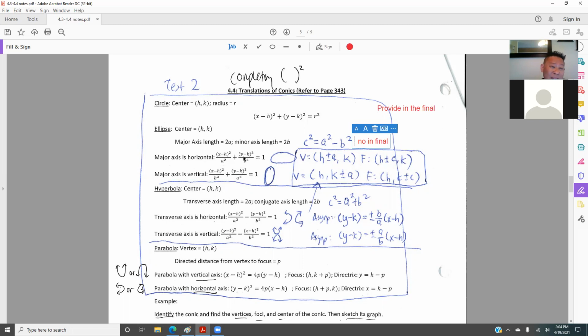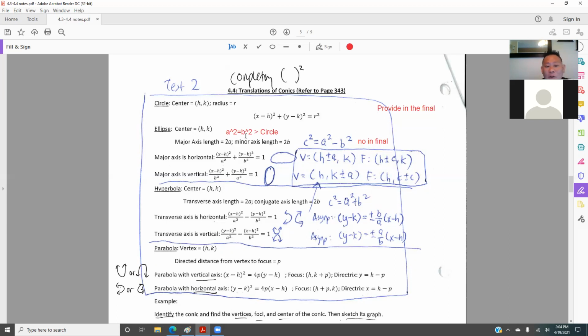The difference between the circle and the ellipse is that these two are not the same. But if your a squared equals your b squared for your ellipse, then you get a circle. So a circle only happens when your a and b are the same. That's your radius, actually.